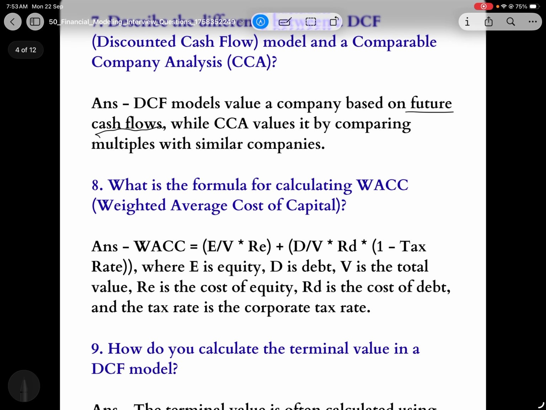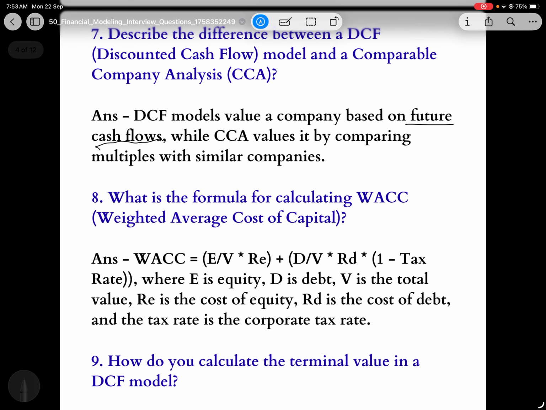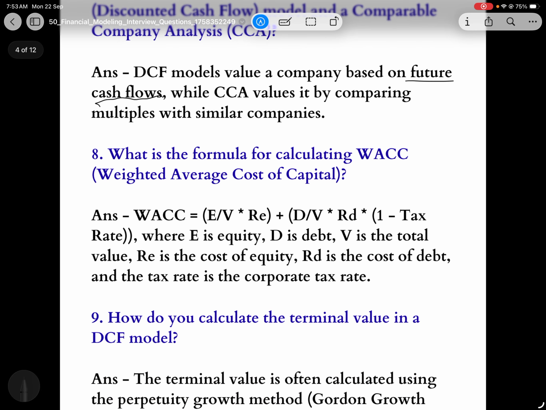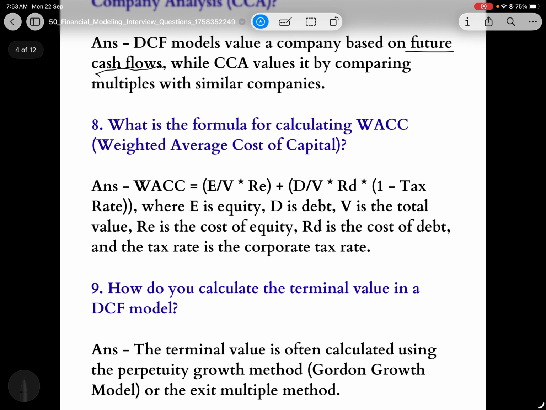But whenever we are doing a valuation kind of thing, in terms of CCA, it's normally mostly about the industry performance, and what's the multiple of the PE ratio, or any other ratios. Okay, in terms of profitability and other things.